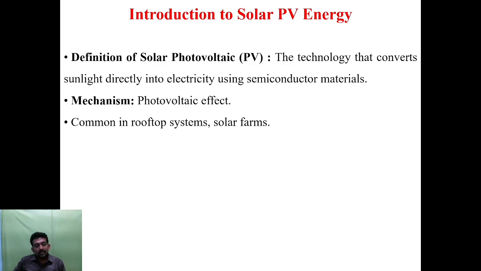So silicon is one of the major player of this solar photovoltaic, and the mechanism used for this is the solar photovoltaic effect, in which the photons coming from the sun is converted to electricity. So they are commonly seen in rooftop systems and solar farms. Mainly the photonic energy from the sun is converted to the electricity by means of this photovoltaic effect.